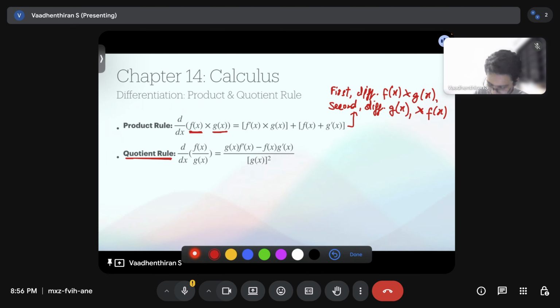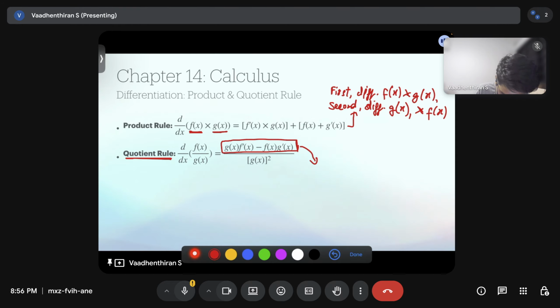Then we have the quotient rule. Let's move on to the quotient rule. It is similar, but it's with division. You use it when you're dividing two functions and finding the derivative of the quotient. It's also straightforward, but you need to follow this order. The order on the numerator is very important. How I remember this order: first f dash x times g x, minus g dash x times f x.